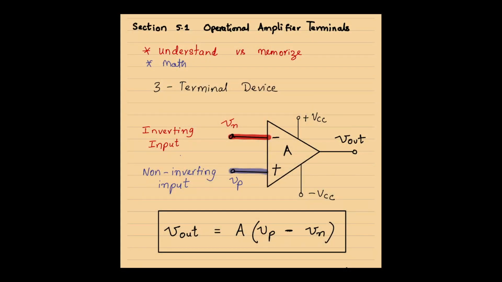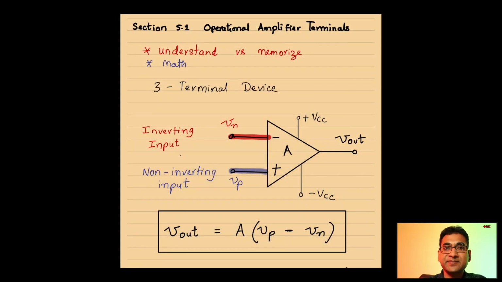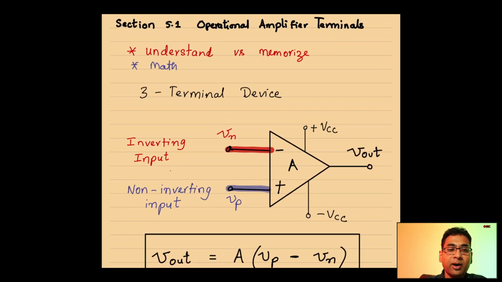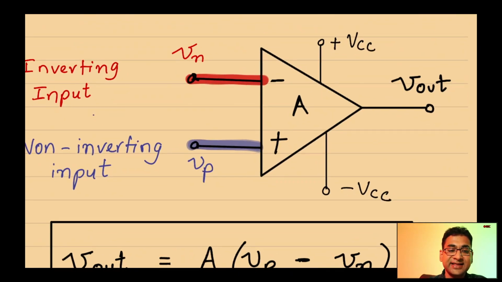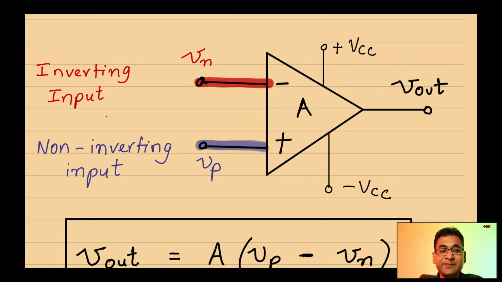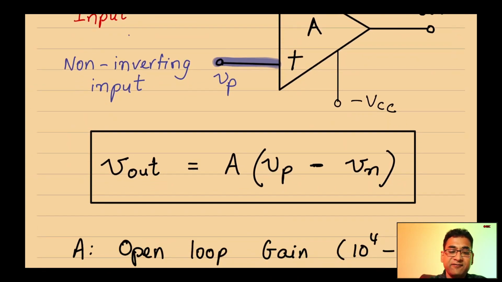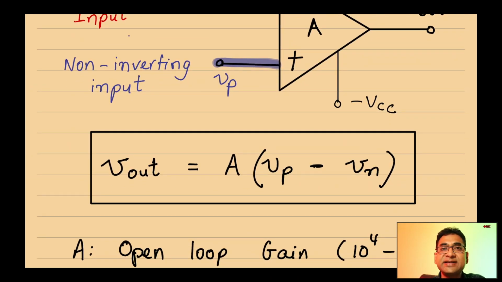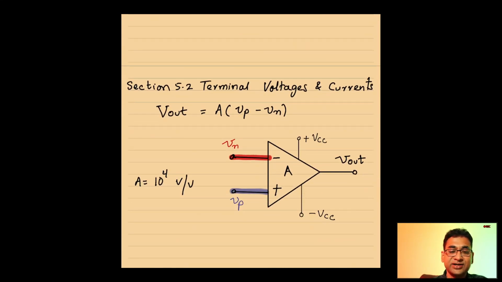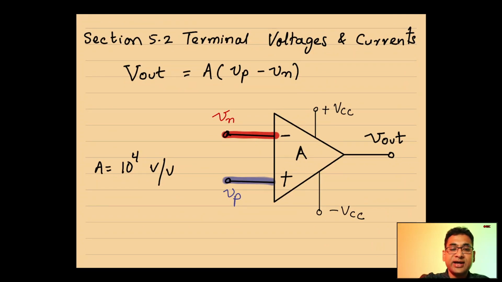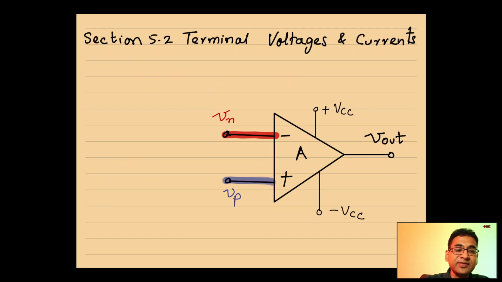Now, this is what we did in the last section. We saw operational amplifier terminals. It's a 3-terminal device, remember. There is a VN, there is a VP, and then V output. V output is A times VP minus VN. In this section, what we are going to do is to simply look at the 3 terminals again a little bit more closely.